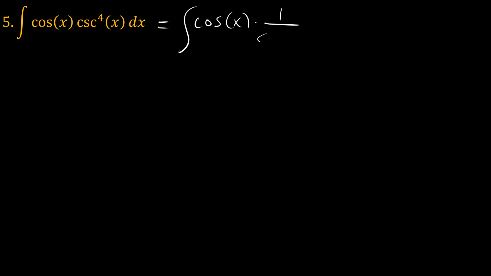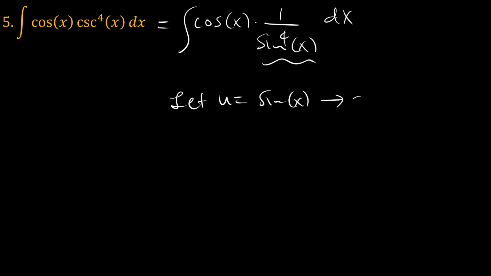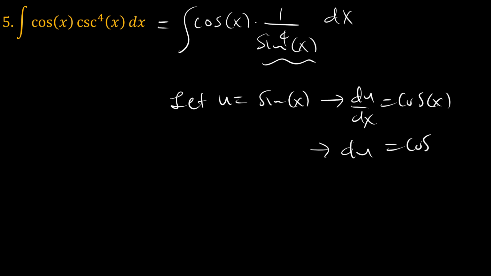So on to problem number 5, the indefinite integral of cosine of x times the 4th power of the cosecant of x. Let's just write it so that we express it in the form of 1 over sine to the 4th, and we can say let u be equal to sine of x such that du dx equals cosine of x, and so we can now substitute for cosine of x dx with du.